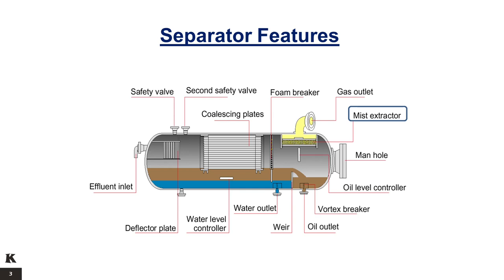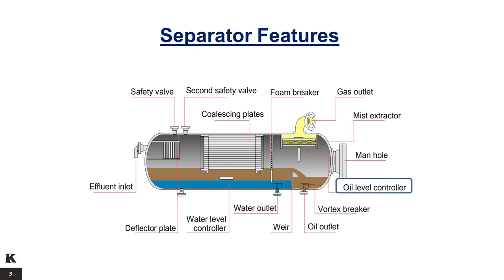Mist extractor. Before leaving the separator, the gas will pass through a mist extractor composed of a mass of wire mesh. It is designed to stop tiny oil droplets down to 10 microns from leaving the separator out of the gas line. Weir. If the level of the water is controlled, a weir placed in the bottom of the vessel will allow only oil to overflow and spill into the oil compartment. Vortex breaker. Oil and water pass through vortex breakers on the outlets to prevent gas flowing out these lines.